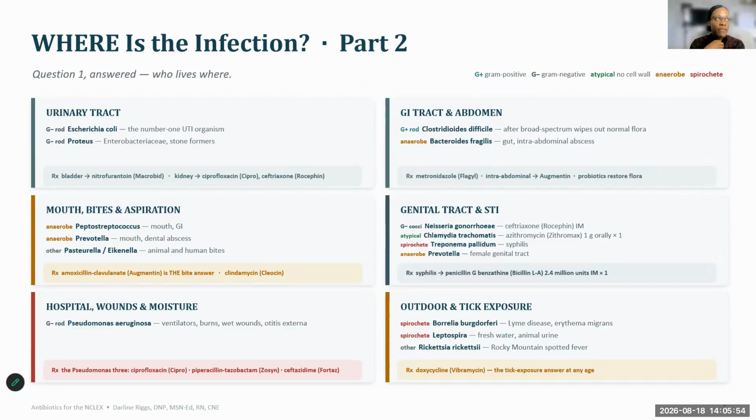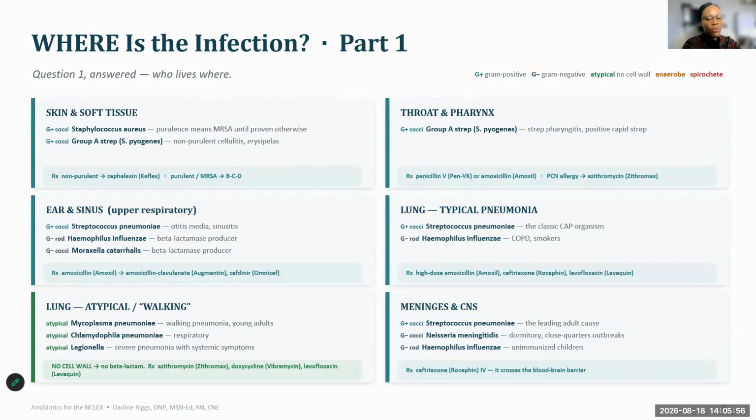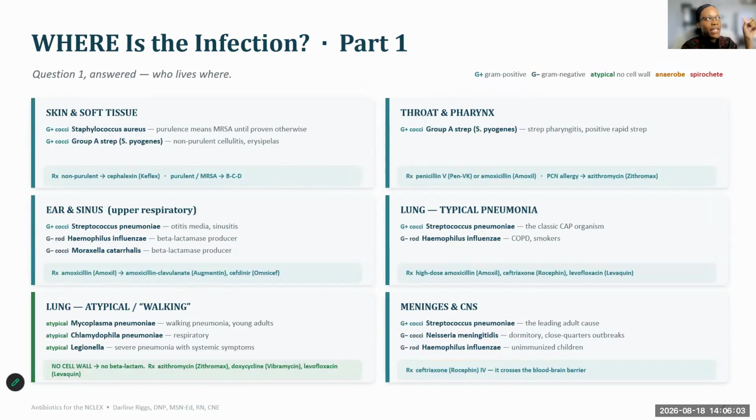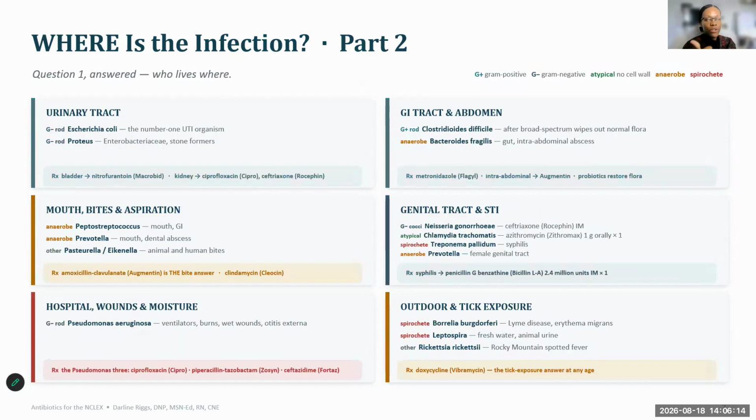So now we've got the where is the infection? Let's just do a few more. In addition to the skin, the throat, the lungs, the ears, differentiating between typical and atypical with the pneumonia, and the meningitis, we have the urinary tract infection, which again, this is repetition. That would be your E. coli and your Proteus. Those are your gram negatives.